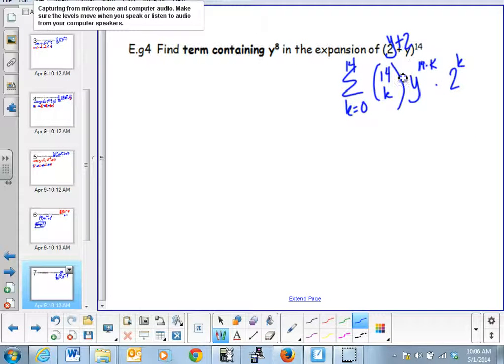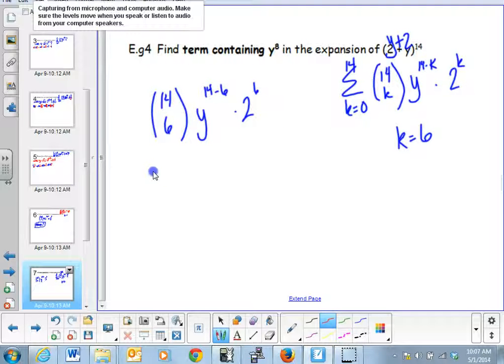If I want this to be y to the 8th power, that must mean I need to subtract 6, so my k must be a 6. All I need to do is find the one term where my k is a 6. So 14 combinations of 6. I already know this is going to be y to the 8th, but let's write it anyways. And then 2 to the 6th power. On my calculator, in the home screen, we're going to type 14 combinations of 6 and then multiply it by 2 to the 6th power. I think I already did this one, so I'm going to cheat. 192, 192. Isn't that cute? Y to the 8th power.